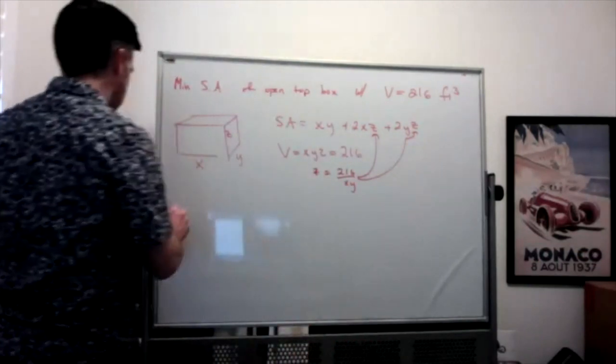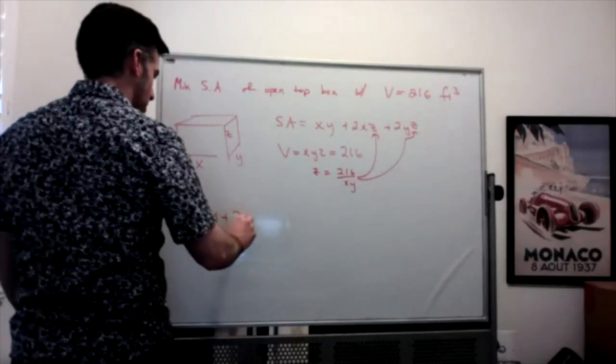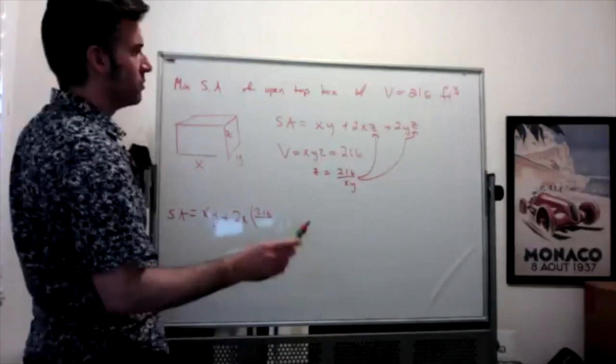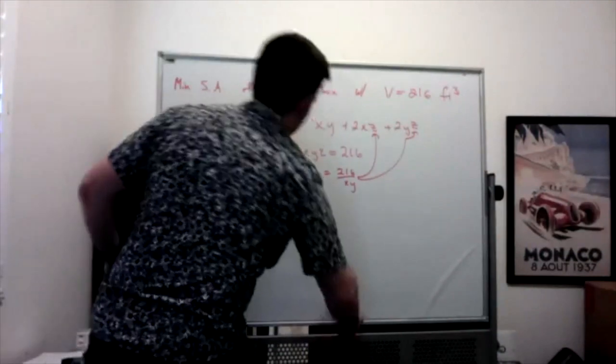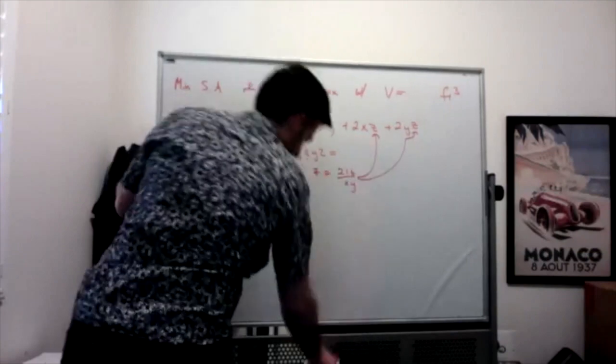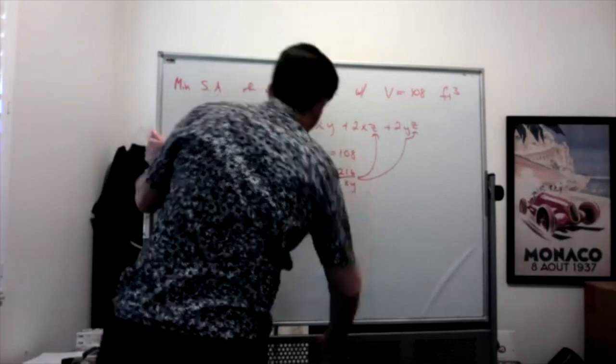So then our surface area equation becomes XY plus 2X times 216 over, sorry, I'm going for that number to be 108. Apologies. It's not a huge deal, but it will make our answer nicer at the end. Let's make that 108. Sorry about that.